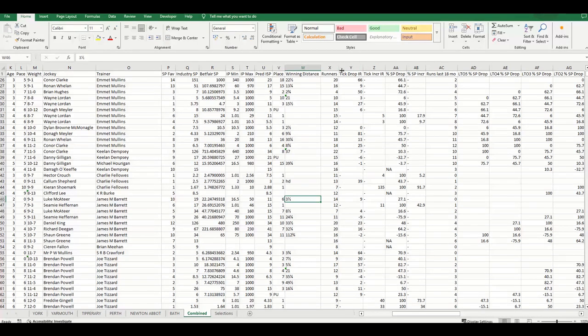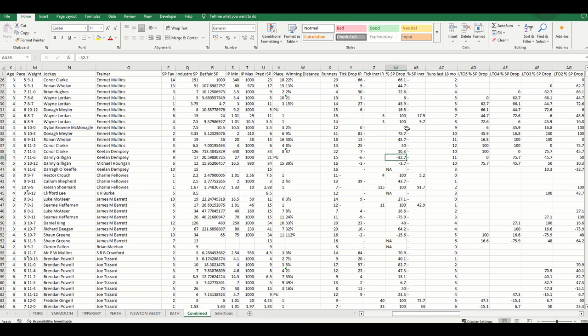You can see the number of runners. You've got the tick drops in running and the tick increases. Now ticks, these are on the Betfair exchange. A tick is one price movement. So whether that's from 6 to 6.2 or whether it's from 1.12 to 1.13, that is known as a tick.